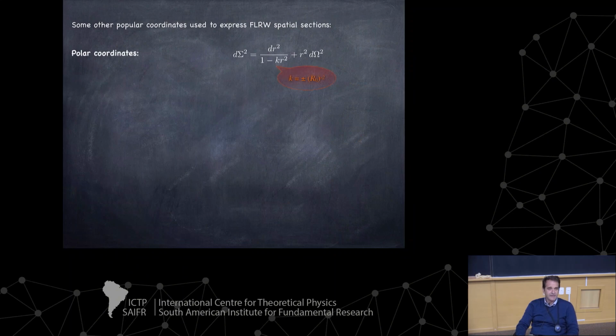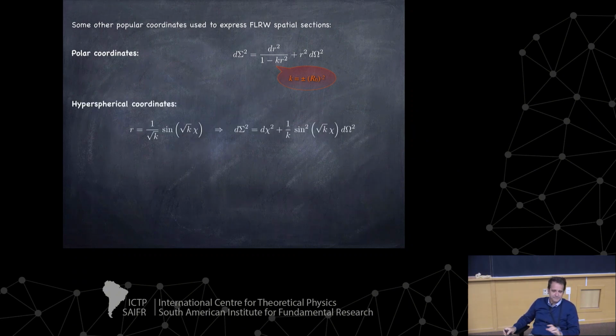Now, there are different ways of expressing the three-dimensional Robertson-Walker metric, so there are different names going around. But this is, as far as I know, more standard here. This is what we call polar coordinates. If k is equal to 0, you just get the usual spherical coordinates that you're used to.